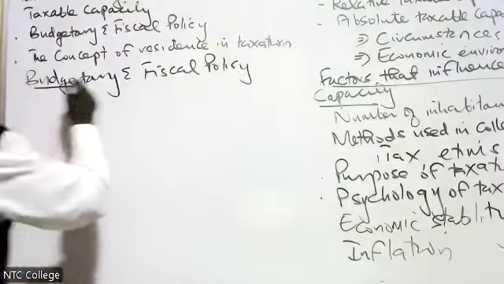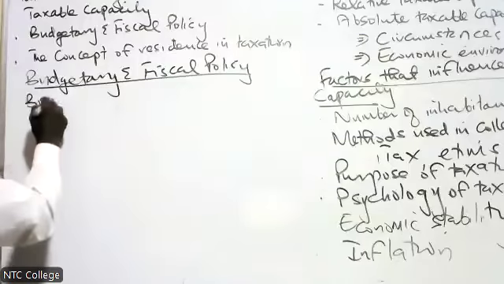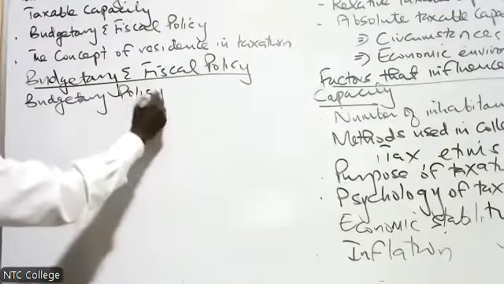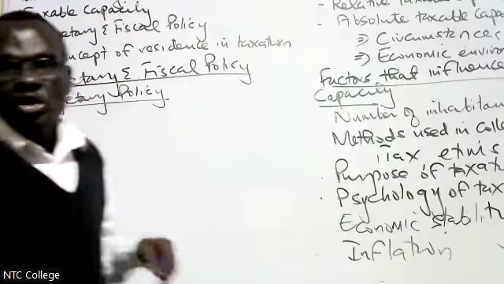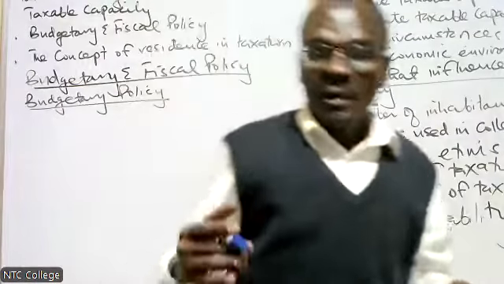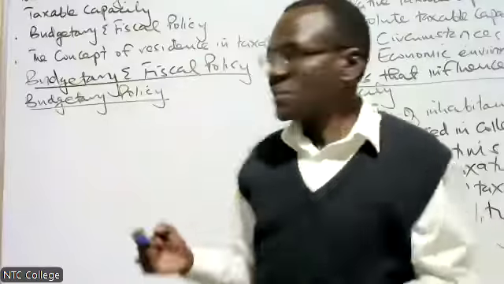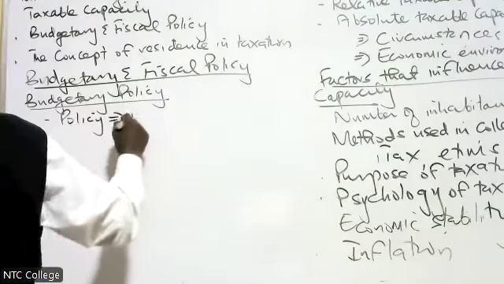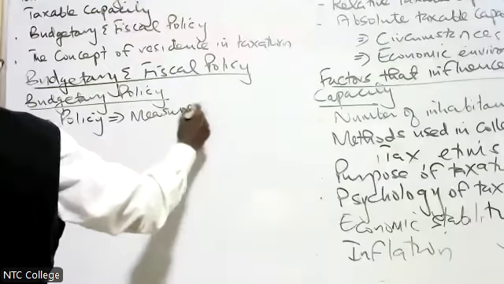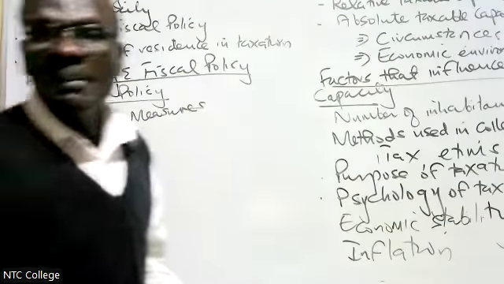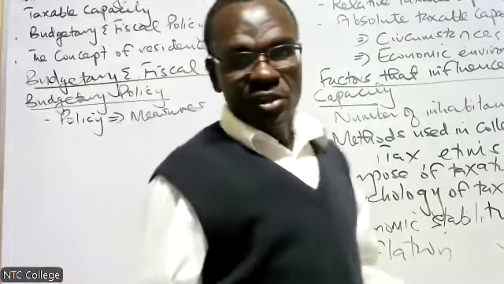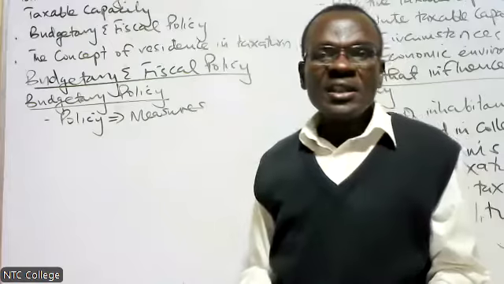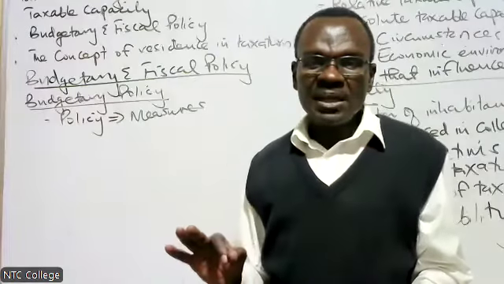There are two policies here. Let me start with budgetary policy. Anytime you see the word policy, policy refers to measures. So these are measures designed by the National Treasury. Maybe not the National Treasury, because the budget is not just designed by the National Treasury.